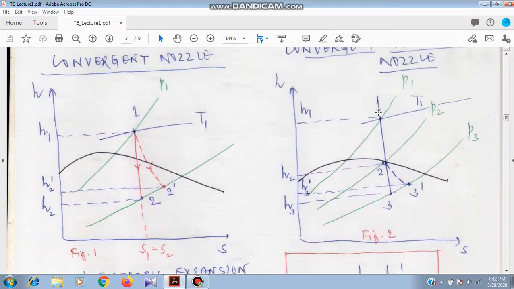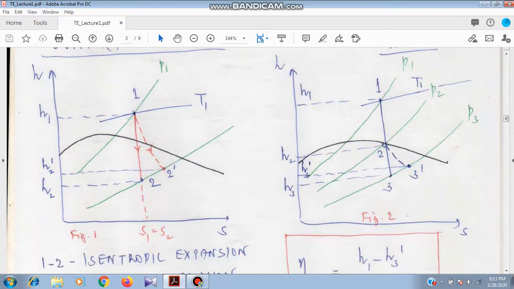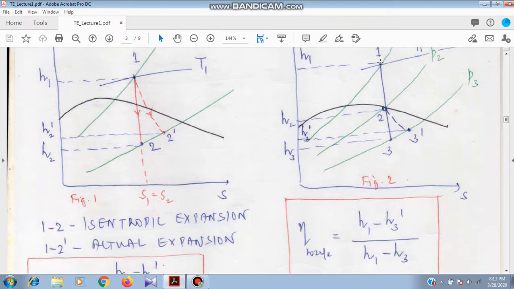And if it is a convergent divergent nozzle, the effect of friction is more evident in the divergent section. 1-2 is the convergent section, 2-3 is the divergent section. The convergent section is basically very small, its length is less. So the effect of friction is evident in the divergent section, so 2-3 is not isentropic in the actual case, so that 3 is shifted to 3 dash. So 2-3 is the ideal expansion in the divergent part, and 2-3 dash is the actual expansion. And just note that there is no change in the convergent part.